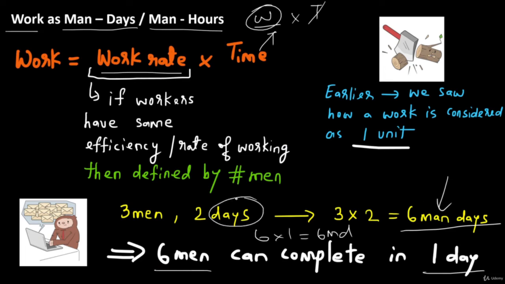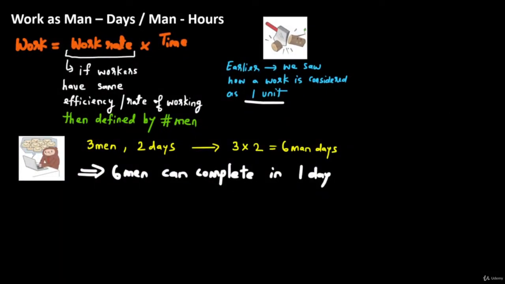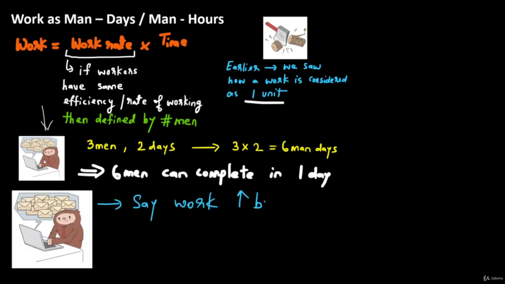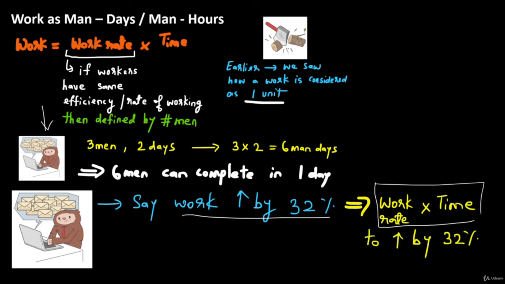Now instead of days, if you have hours, that's the case where you have man hours. Alright, now let's keep this aside and understand this in a better manner. Now say that the work over here has increased. Say it increased by 32%. Now we know that work is equal to work rate into time. Now to take care of this increased work, we can have multiple approaches. But at the end, this product over here also has to increase by 32%, right? Because work is equal to work rate into time and work has increased by 32%.